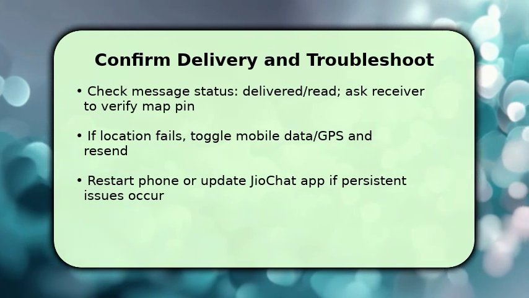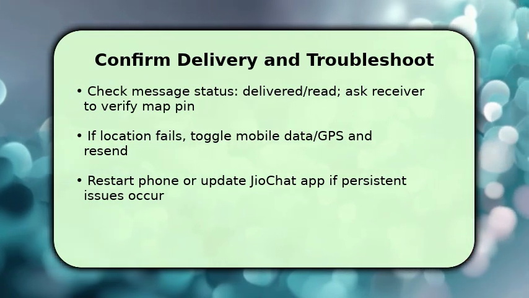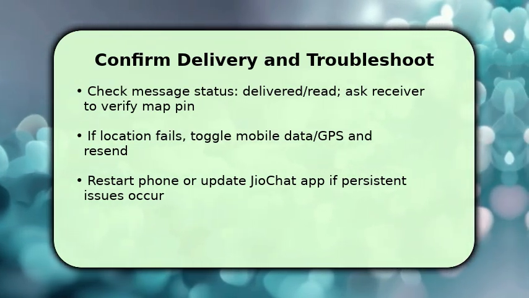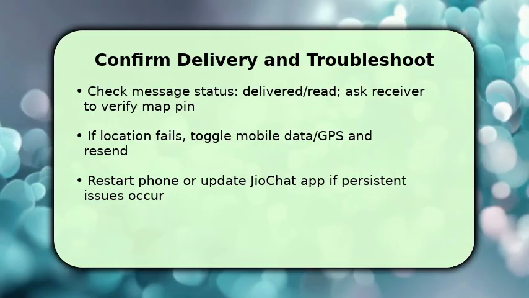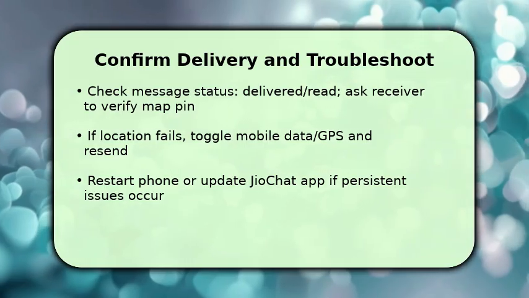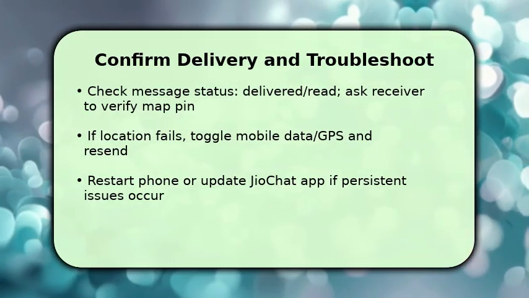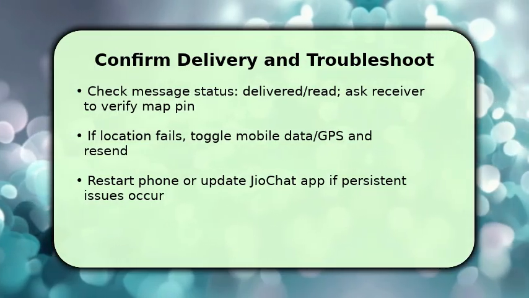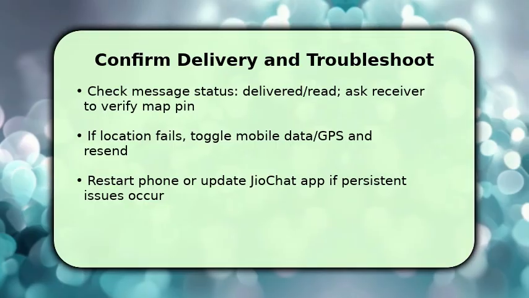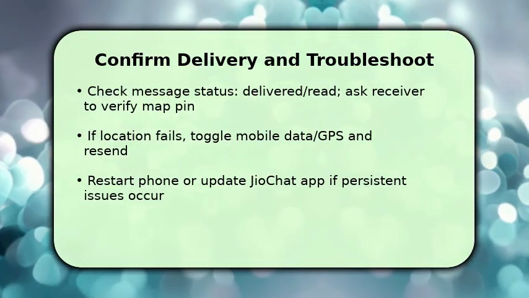If the location didn't send, toggle mobile data and GPS, wait 10 seconds, then try resending. Often a quick reconnect fixes network or permission glitches. If problems persist, restart your Jio phone and reopen the app because a reboot clears temporary faults. As a last resort, update or reinstall the messaging app so you have the latest location.